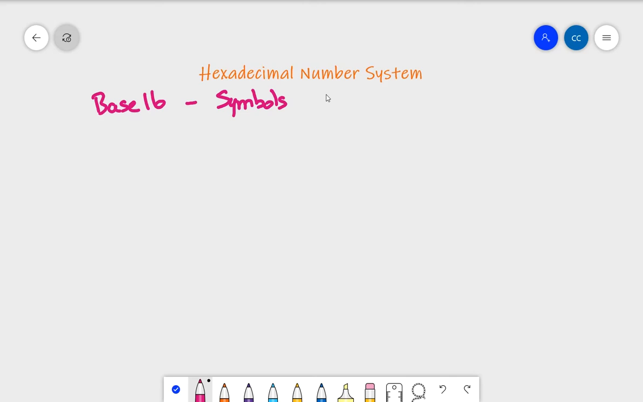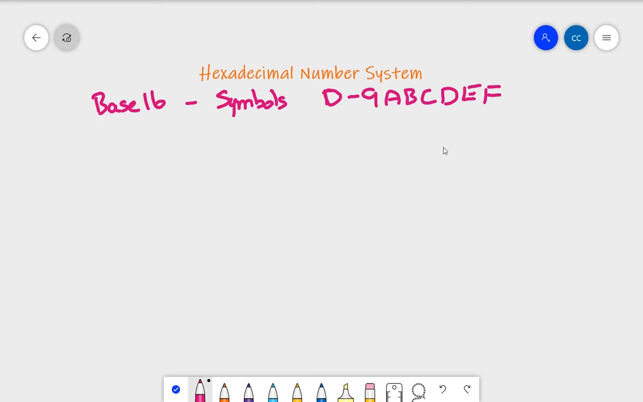or digits are 0 to 9 as normal, and then for 10 we've got A, 11 we've got B, 12 we've got C, 13 we've got D, 14 we've got E, and 15 we've got F. So from 0 to 15 can be represented in the hexadecimal number system using the symbols 0, 1, 2, 3, 4, 5, 6, 7, 8, 9, A, B, C, D, E, F.